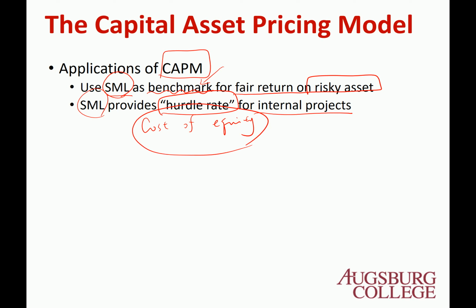So for the company, it's the cost of equity, and if you do an internal project, then your cost of equity is basically the cost of the project, right? Because you don't borrow more money. So this CAPM model actually can be used as a hurdle rate for internal projects.